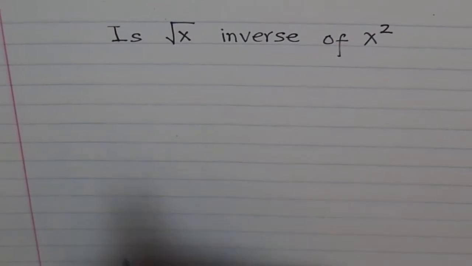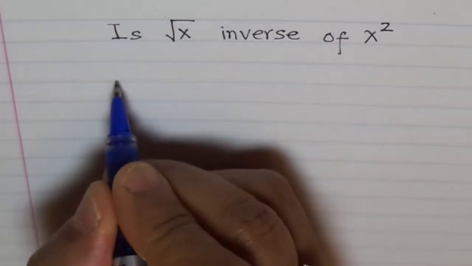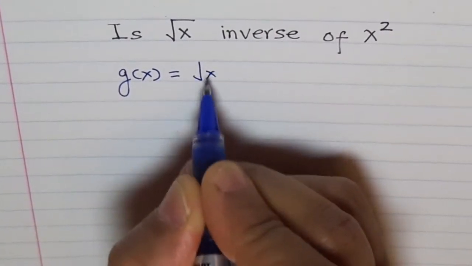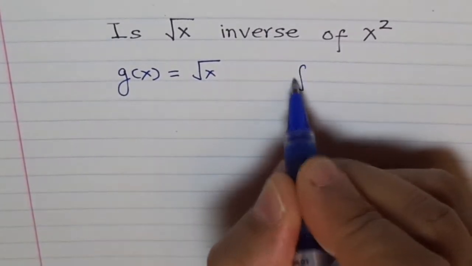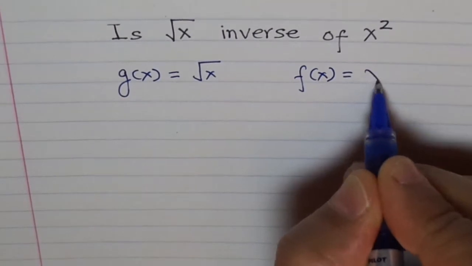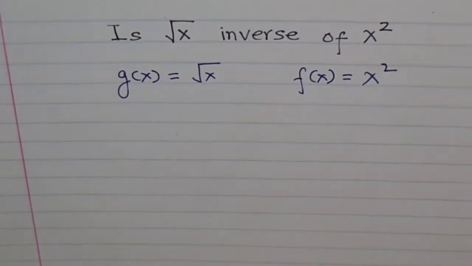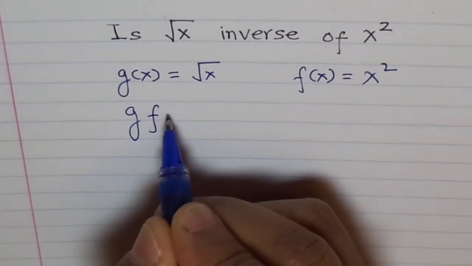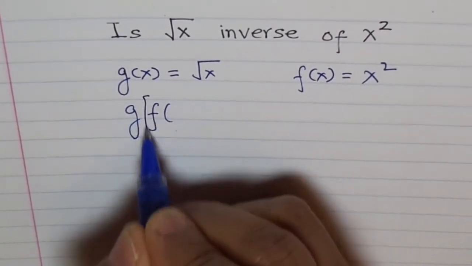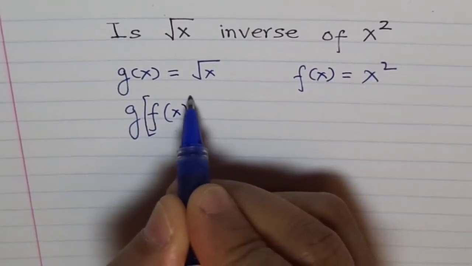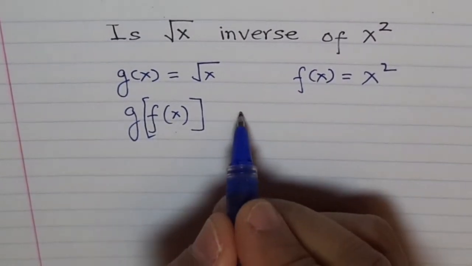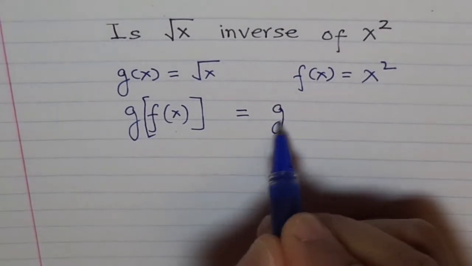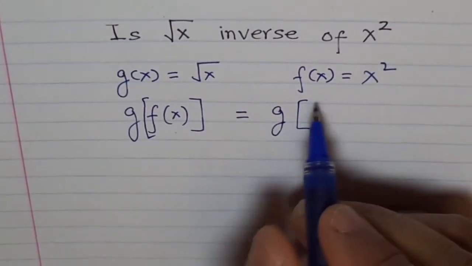And let's see how. Let's name these functions, okay? For the time being, let's say g(x) is equal to square root x, and let f(x) equal x squared. Now, if I do g of f(x), then what do I get? So normally when you do g of f(x), that means g of, what is f(x)? x square, right?